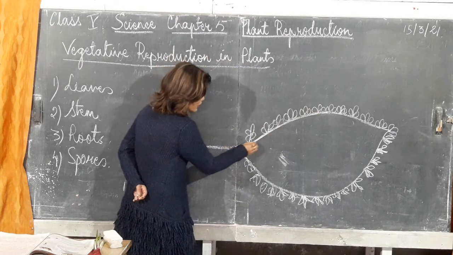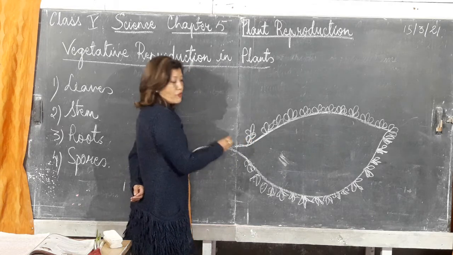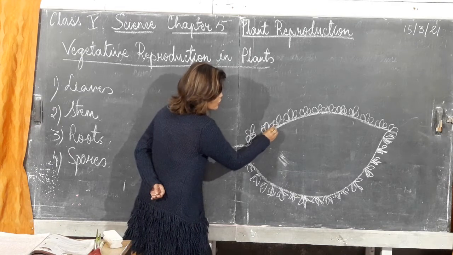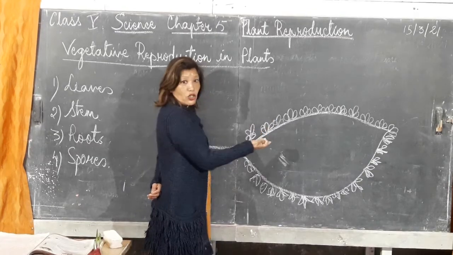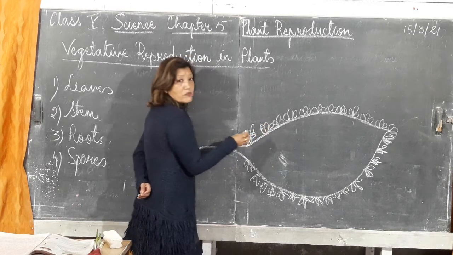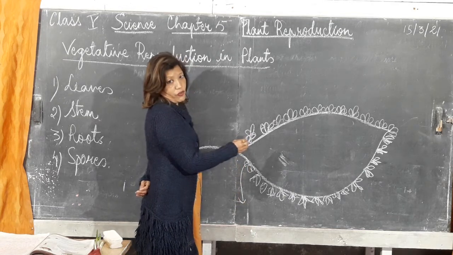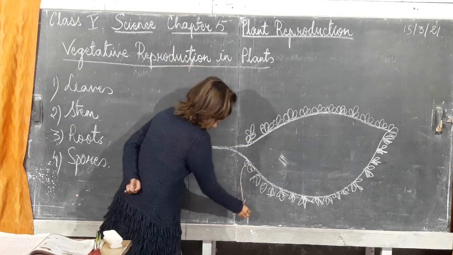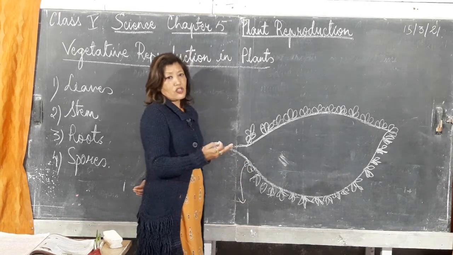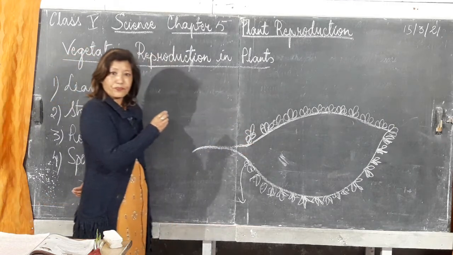So, in the margin of the leaf, some leafy buds will be produced, and these leafy buds will later on become mature. And what happens? Once these leafy buds become mature, they will detach from the leaf, and once they come in contact with the soil, they will grow into a new plant. So, that is how the new plants will grow from the leaf.